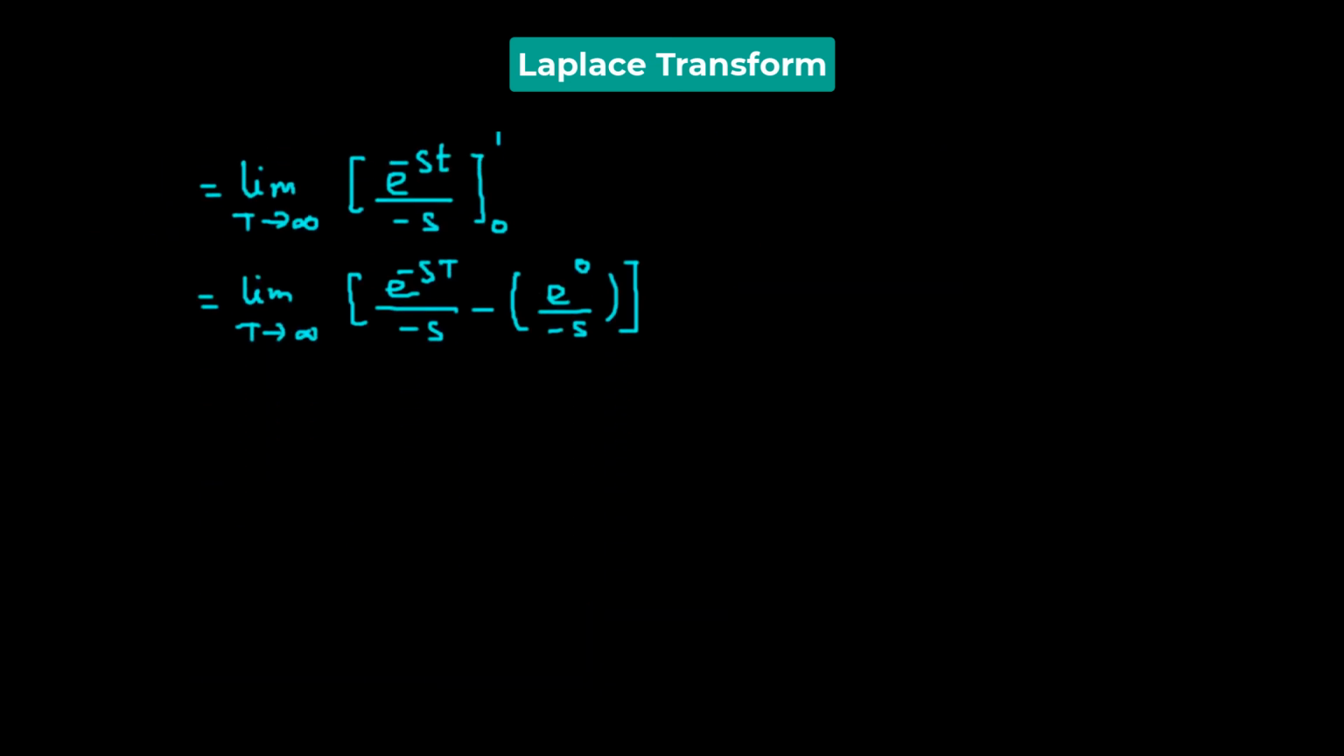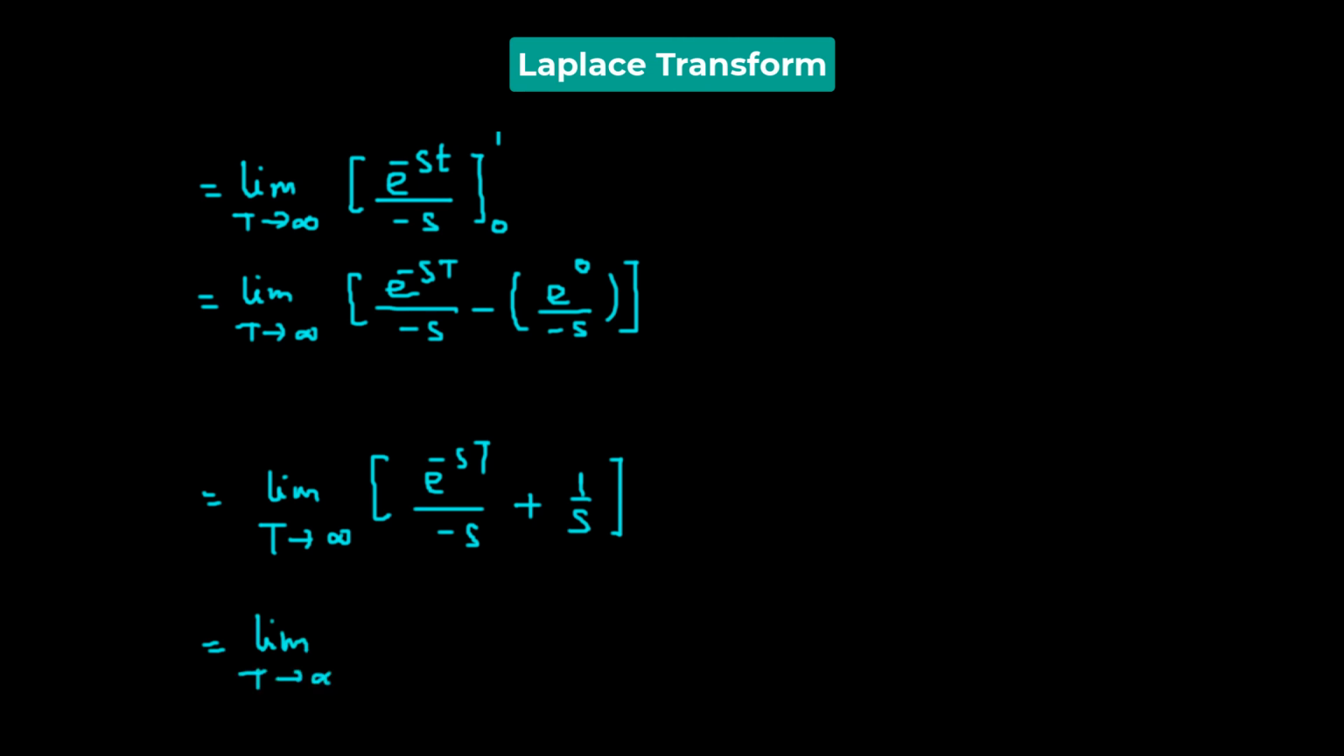So we have the limit as t approaching infinity of e raised to the power of negative st divided by negative s plus 1 over s. Now we're going to apply the limits. So the limit as t approaches an infinitely large number of the function e raised to the power of negative st over negative s, plus the limiting value of 1 over s, is simply going to be 1 over s.